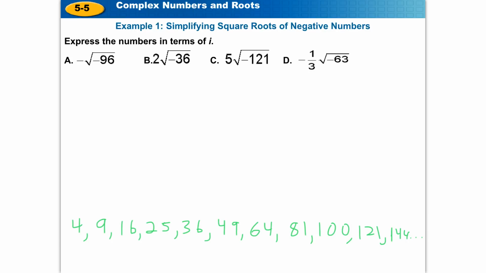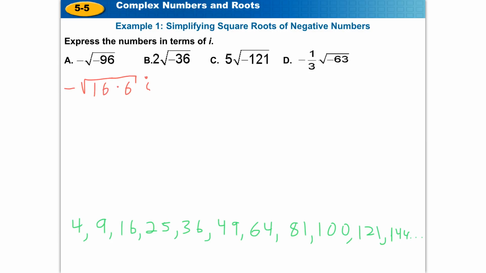I didn't write down 1 squared, but then it's 2 squared all the way through 12 squared, and those are the numbers I'm going to use to try and simplify these problems. So the first one we have, it's going to be negative because there's a negative out front. The square root of 96, I need to find one of these perfect squares that goes into 96, and it looks like it's going to be 16, and 16 is going to go in there 6 times, and then I'm going to put the little drop down part on the square root to signify the end of it.